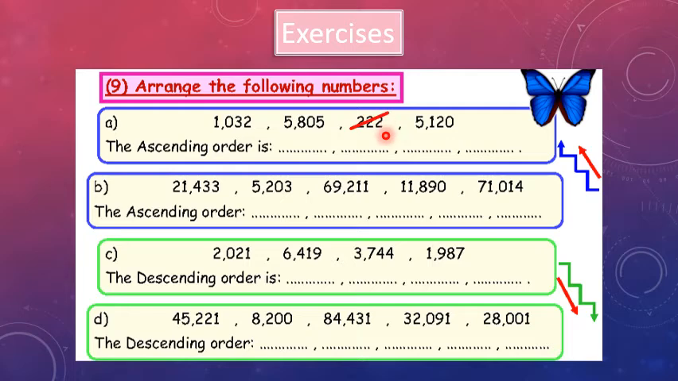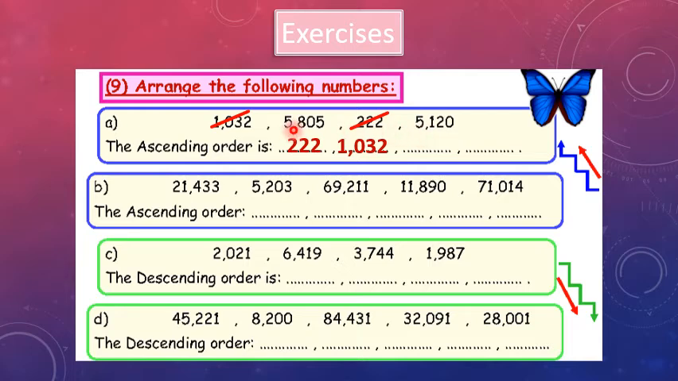Just cancel it and write it down here. Now let's check our highest place value. Here we have 1, 5, and 5. Which is the smallest number here? It will be 1,032. Just cancel it and write it down here. Here we have 5 and 5.